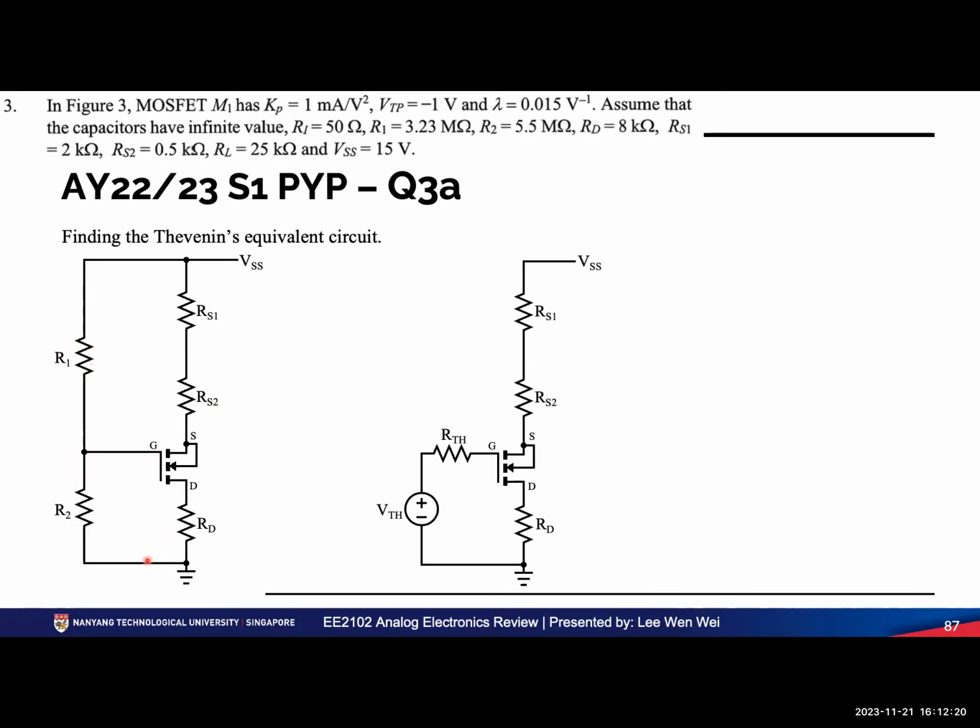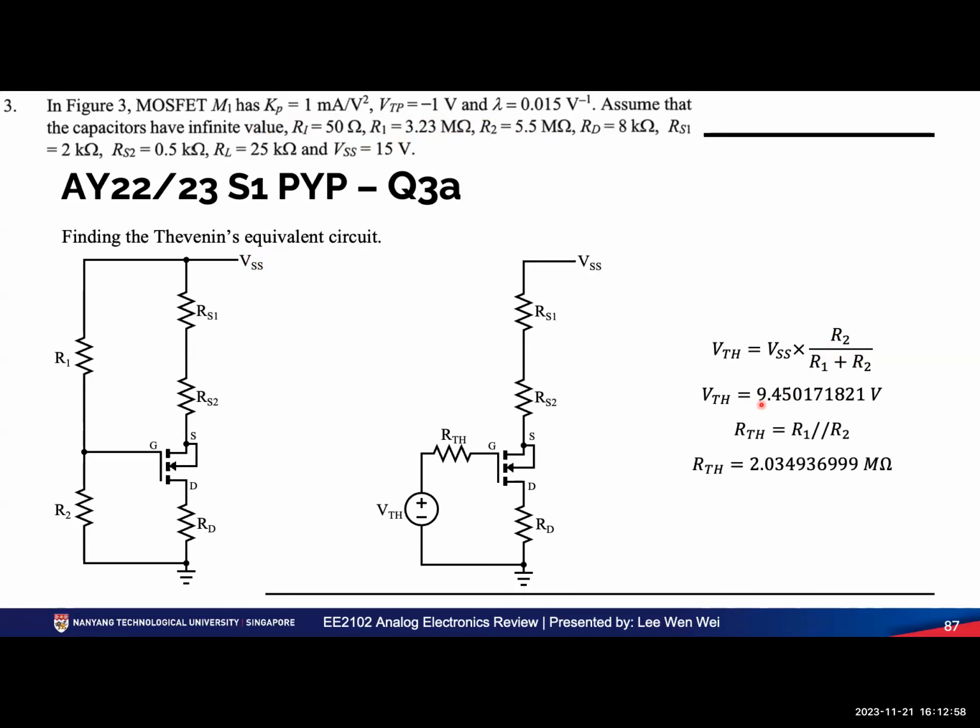So VTH, what do we do? VTH is actually just the voltage at the gate, when we do a voltage divider for R1 and R2. So basically VTH equals VSS multiplied by the voltage divider. VSS is given, 15 volts. R1 is 3.23 mega. R2 is 5.5 mega. Once you put the values in, we can get VTH. RTH is just the two in parallel. Then we can get the resistance RTH.